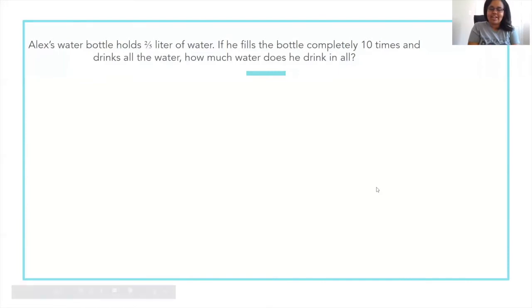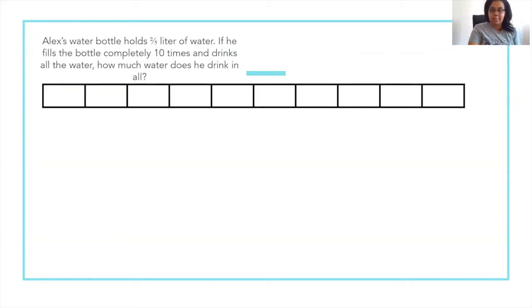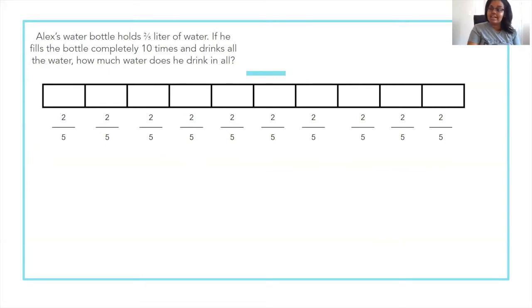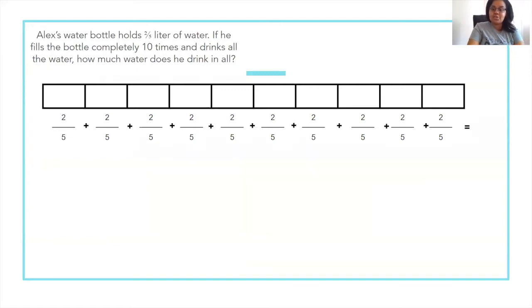All right, problem one. Alex's water bottle holds 2/5 of a liter of water. If he fills the bottle completely 10 times and drinks all the water, how much water does he drink in all? So I'm going to start off with this problem by having a tape diagram, which I've split up into 10 sections. I know that each one of those sections represents 2/5. Now, if I want to figure out how much water Alex drank in all, I can use repeated addition and add those 2/5 together to get my answer. So I need to add 2/5 together 10 times.